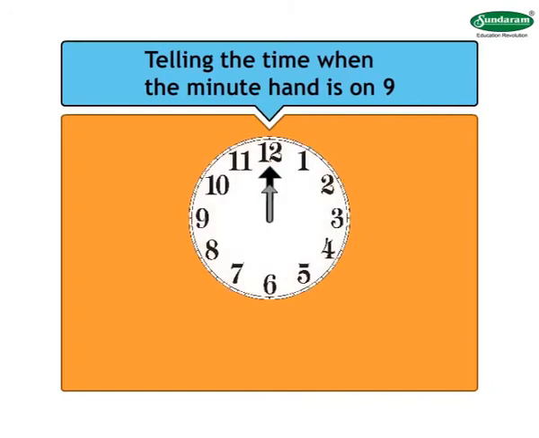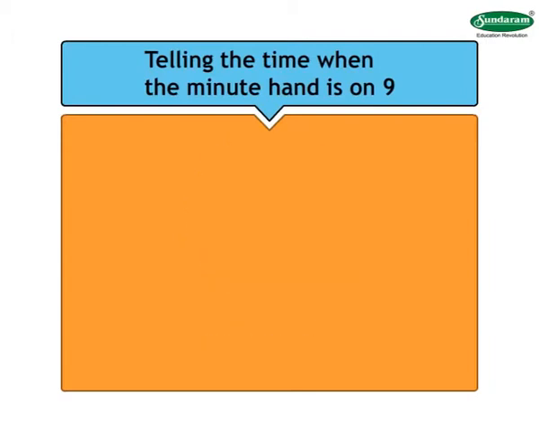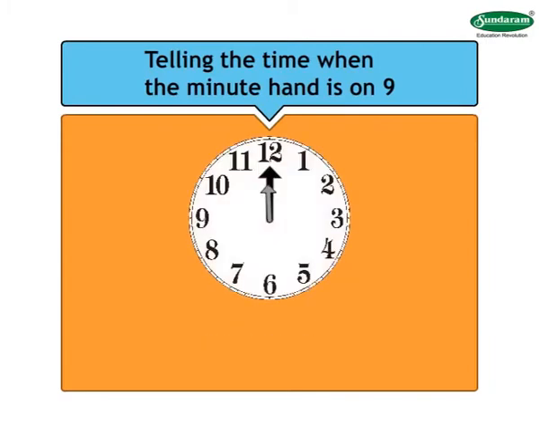In this clock, the hour hand is nearing 10 and the minute hand is on 9. Therefore, the time in this clock is 9:45. In this clock, the hour hand is nearing 12 and the minute hand is on 9. Hence, the time is 11:45.